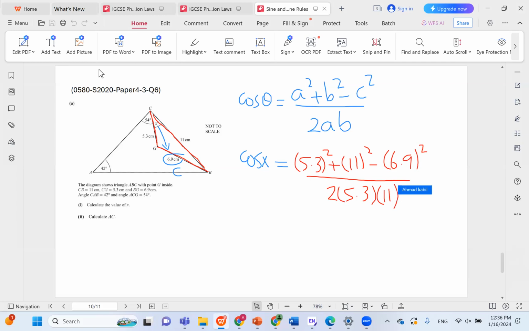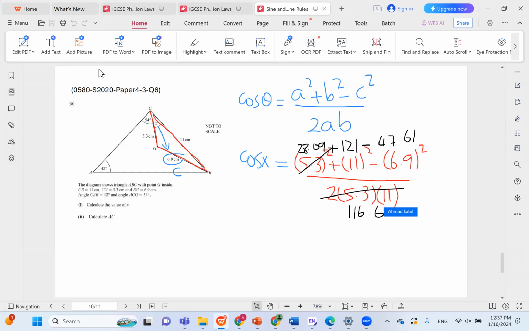Now you can figure out the right-hand side first. So 5.3 squared, this is 28.09. Let me just write it. This is 28.09 here. And then 11 squared, using the calculator or mentally, it's 121. And then minus, and you have 6.9 all power 2, which gives you 47.61. And this is all divided by 2 times 5.3 times 11, which is 116.6.